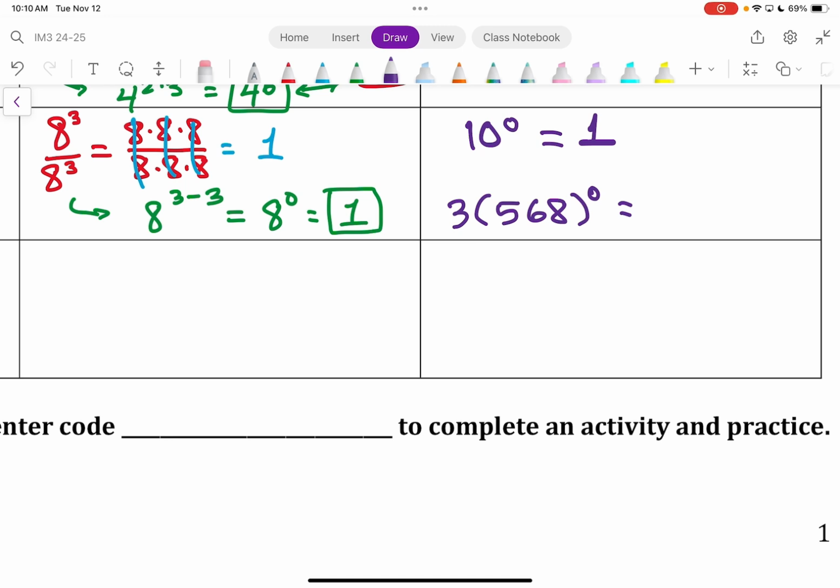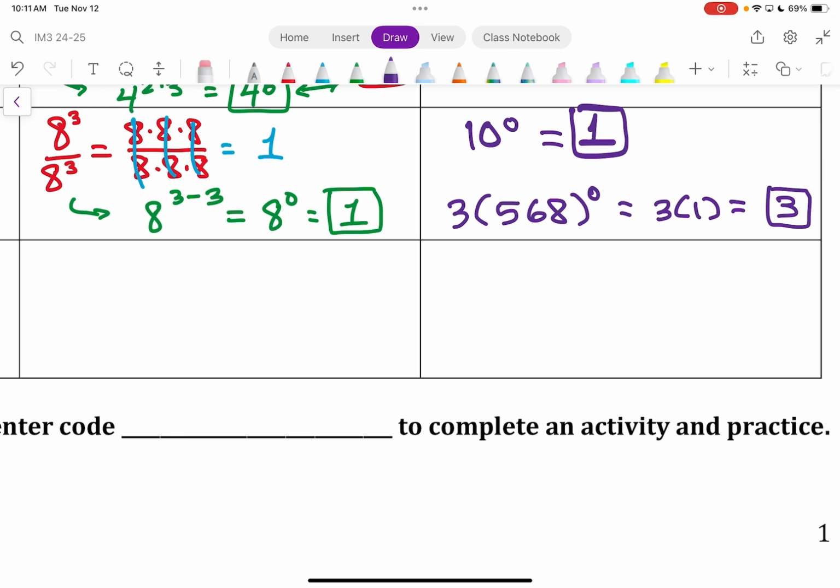In the second example, we have 3 times some number to the 0 power. So 568 to the 0 power will equal 1. But you still have a 3 in front of it. So your final answer is actually supposed to be 3. So here are your two solutions. 10 to the 0 is 1. 3 times 568 to the 0 power is equal to 3.